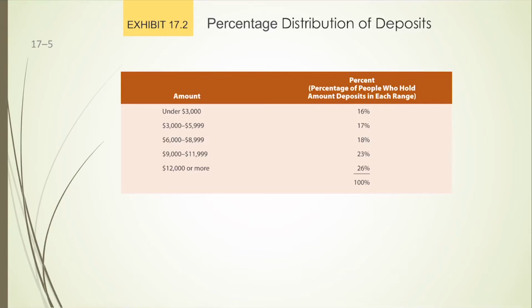Percentage distribution, you're just saying the same thing but in a different way. Instead of an exact number of people, you're looking at the percentage of people here: 16% made under $3,000, and 26% made 12,000 or more. So you're saying the same exact thing, you're just representing it in a different way.